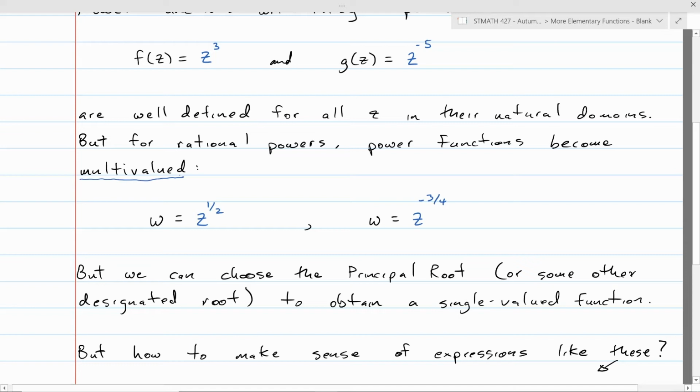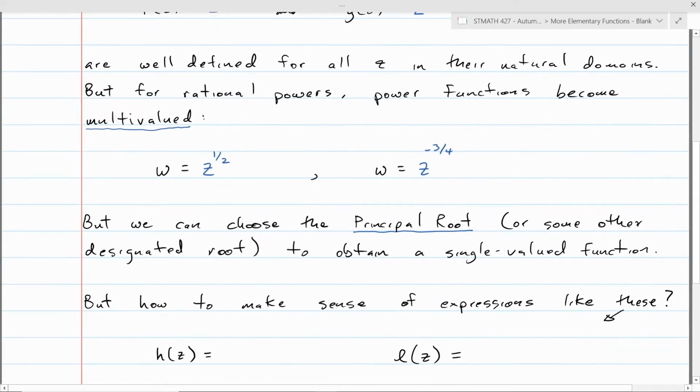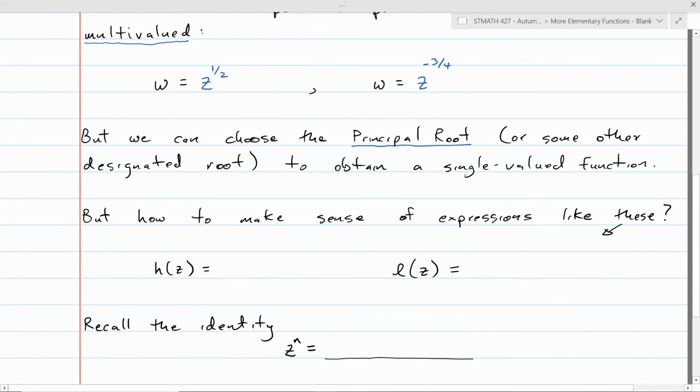For example, we know that when you take square roots, you always get 2 square roots, and so we have to pick one of the roots that we want to focus on. A typical thing is to choose the principal root. If we're looking at a root multifunction, we can pick the principal root to get a single-valued function. But then, what would we do with something like z to the square root of 2 or z to the negative pi? We can't define those in terms of roots or just basic multiplication facts.